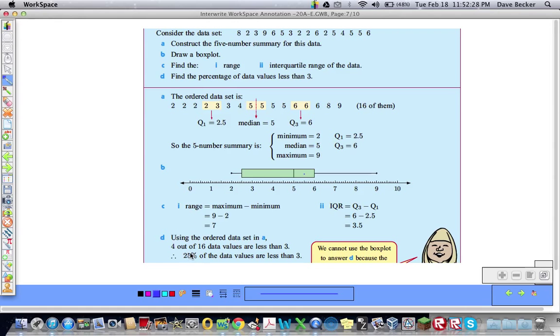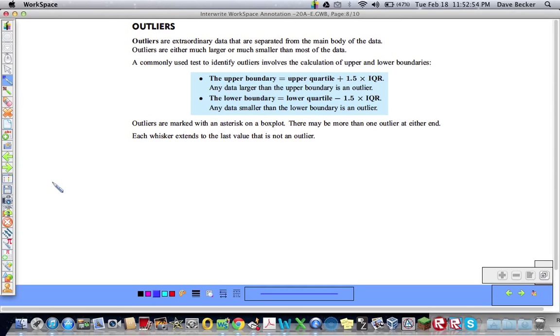It's kind of a silly question, I guess. You couldn't use a box plot to figure that out. There's no way to know. We can't see the data points, so we'd have to use the actual data set to answer question D. Now, I said for now that we put a point at the minimum and a point at the maximum. That's if we don't have any outliers.